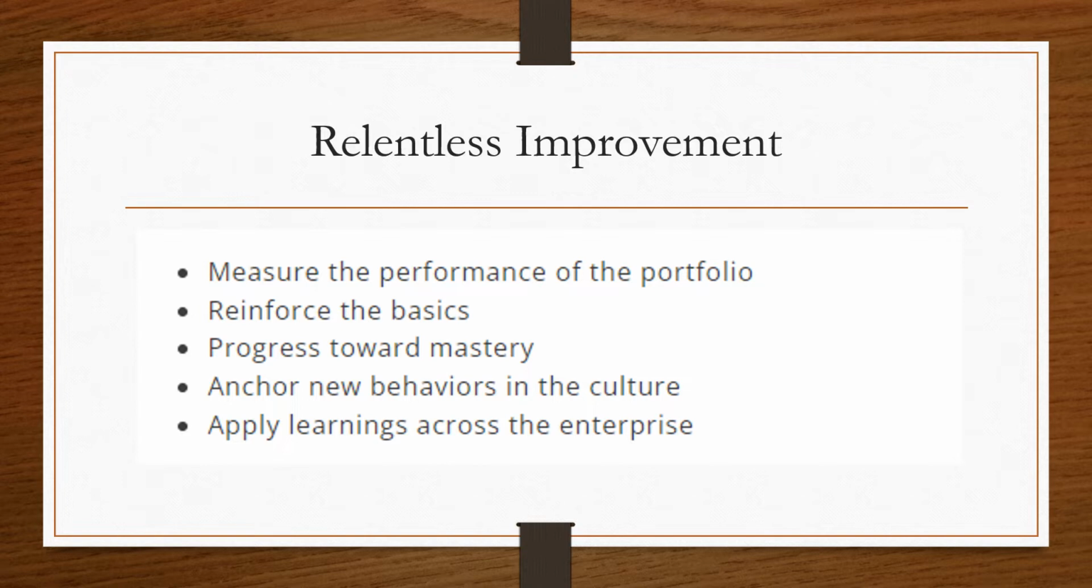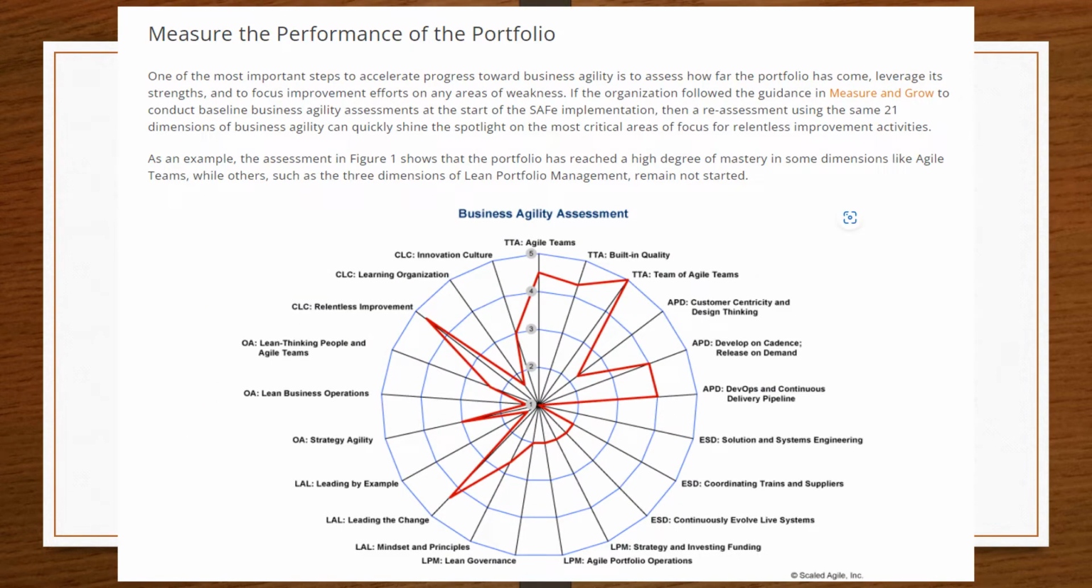Actually, there are 5 steps SAFe recommends: measure the performance of the portfolio, reinforce the basics, progress towards mastery, anchor new behaviors in the culture, and apply learnings across the enterprise. Let's see all these 5 activities. Measure the performance of the portfolio.